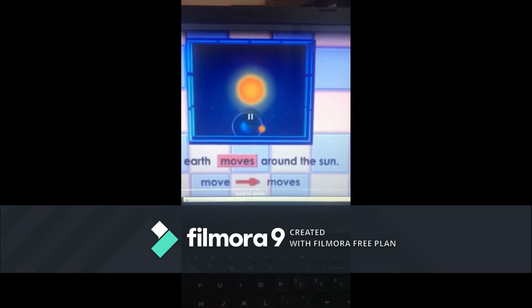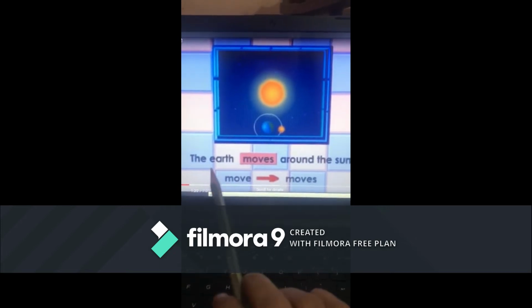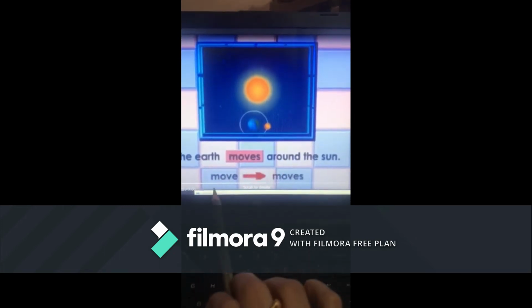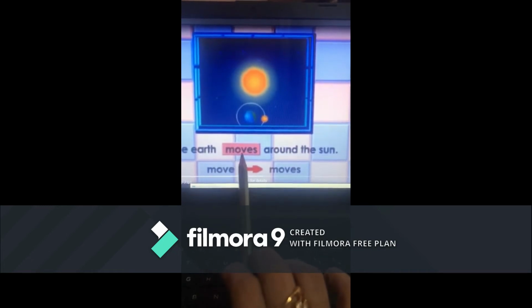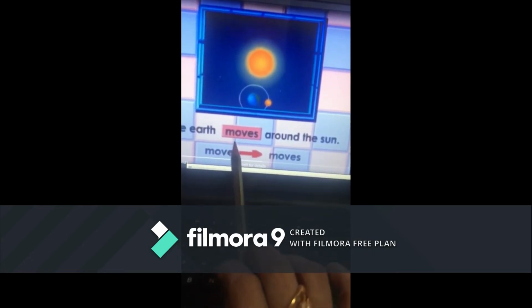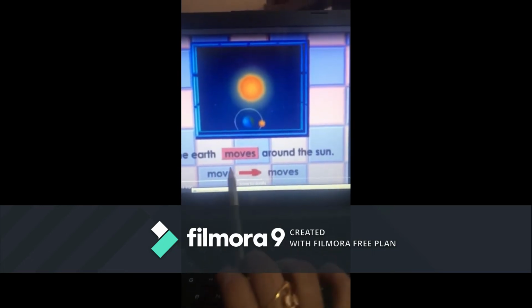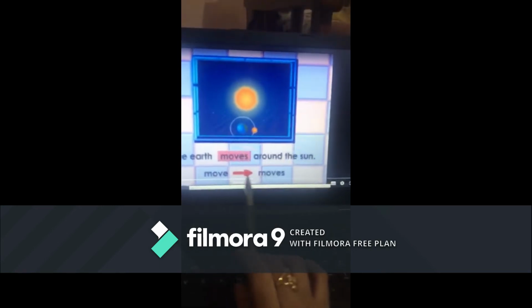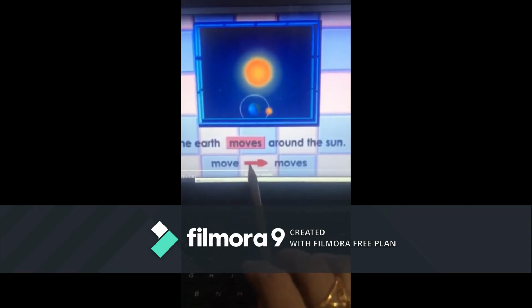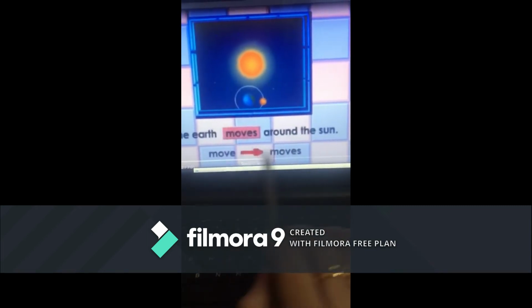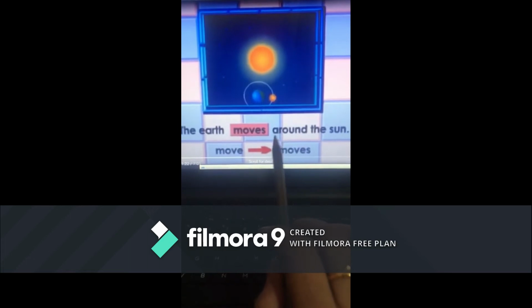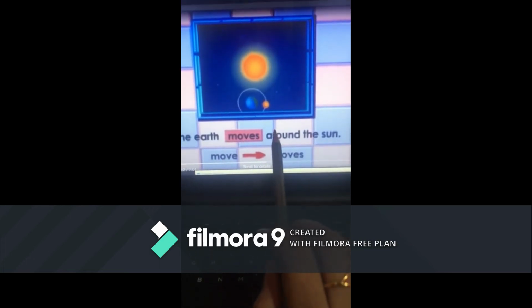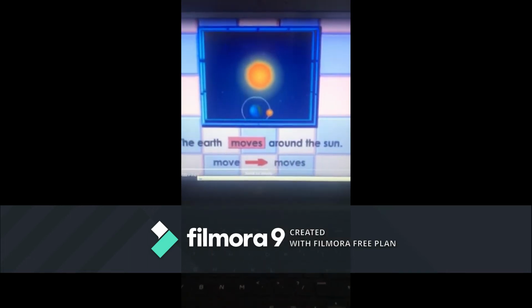Next example is: the earth moves around the sun. Can you see the earth is moving? Okay. The earth moves around the sun. Now here it was move, M-O-V-E, move. Your move becomes moves. Why? Because earth is singular now. Okay. And this is also a general truth that the earth revolves around the sun. This is the truth. Alright. That's the reason we can see day and night in 24 hours.